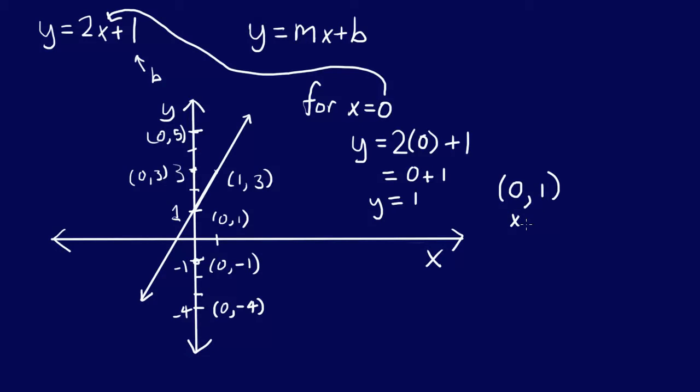And again, any ordered pair is an x value and a y value. And this 0, 1 is represented right here on the linear equation. And that's how you prove that 1 is the y-intercept.